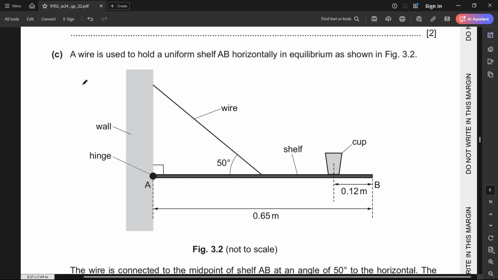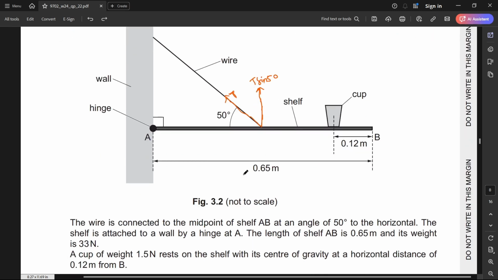And in part C, a wire is used to hold a uniform shelf AB horizontally in equilibrium. Because it's in equilibrium, the net force in the x and y directions will be 0 and the net moment about a point will also be equal to 0. I can just state that the force in the wire can be given as a tension, so I just mark it as T over here. If I have to mark it vertically, I can say that over here it will be T sin 50. And if I had to label it in the x direction, it would have been T cos 50. But I'll not show it in the x direction because it's not required for this question.